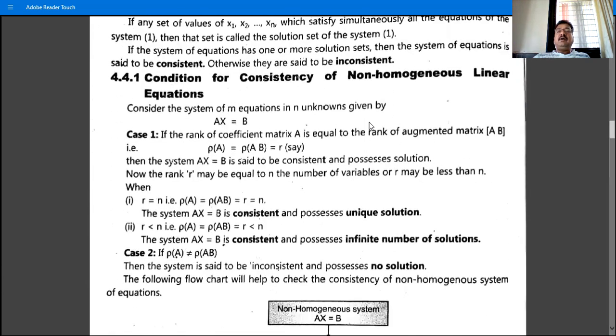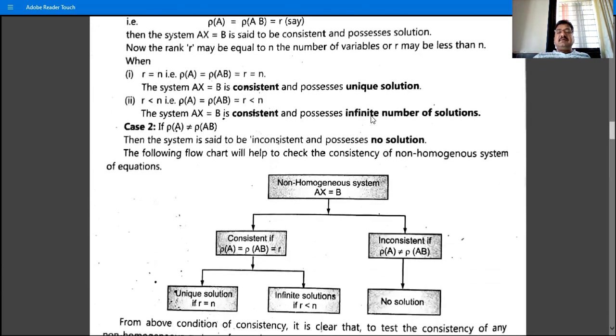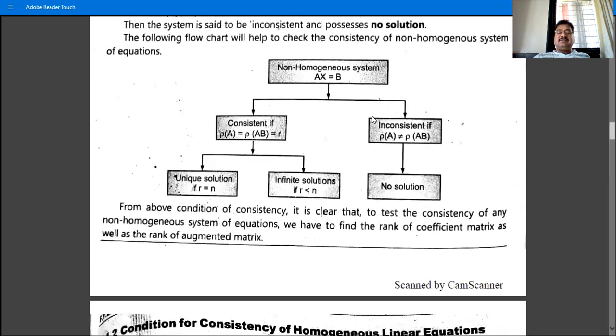And now the condition for when a non-homogeneous system is consistent. Suppose AX = B is the non-homogeneous system. Then this system is consistent if rank of A is equal to rank of AB, which is equal to R. What is AB? The AB matrix means the combination of A and B, the augmented matrix. If rank of A and rank of AB are the same, then we say the system AX = B is consistent.